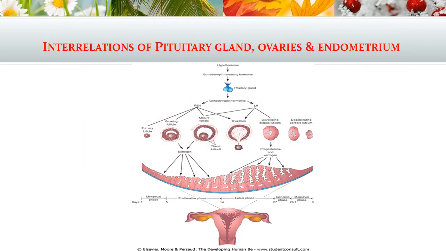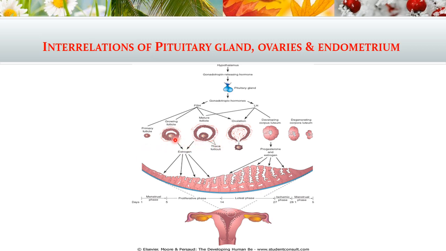There is a close interrelationship of the ovarian changes in the ovarian cycle with the endometrium, or the wall of the uterus, and they are under hormonal control. So the hypothalamus secretes the gonadotrophin releasing hormones, under whose influence the anterior pituitary gland secretes the follicle stimulating hormone and the luteinizing hormone. The follicle stimulating hormone helps to develop the follicles in the ovaries in the different stages.